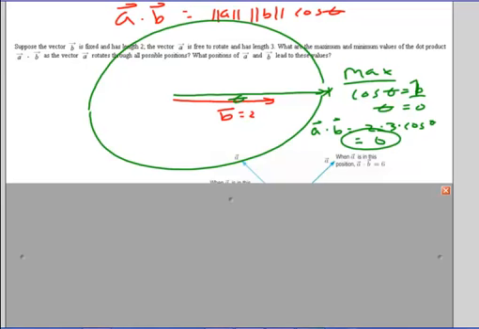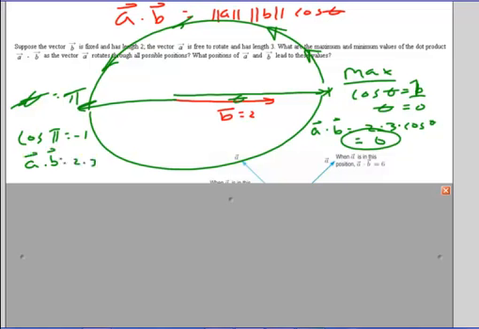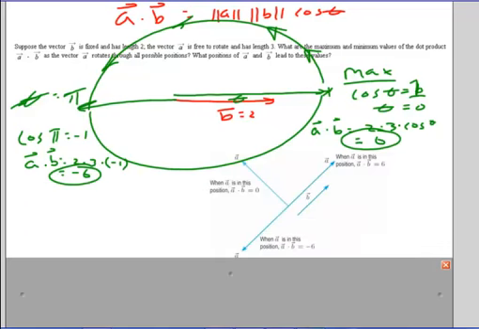And the minimum value is when a has rotated all the way around to be over here, when theta equals pi. Because at cos of pi, we get -1, and that's the most negative it can be. So at that point, a dot b will equal 2 times 3 times -1, which is -6, which is the minimum value.